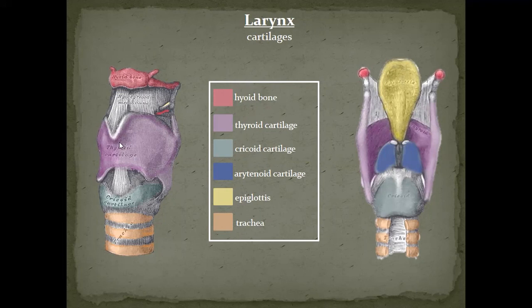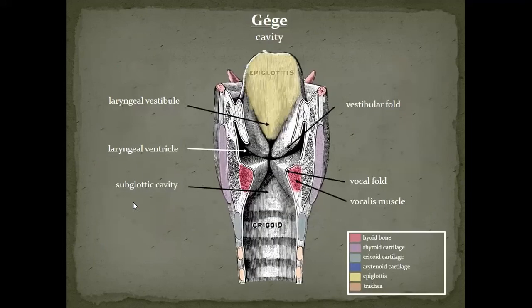Between the cartilages, we have connective tissue membranes. This would be the thyrohyoid membrane or the cricothyroid membranes. The thyroid cartilage is the one which is palpable and also visible in men. This is actually what makes the Adam's apple. And just below it, we can find the cricoid cartilage.